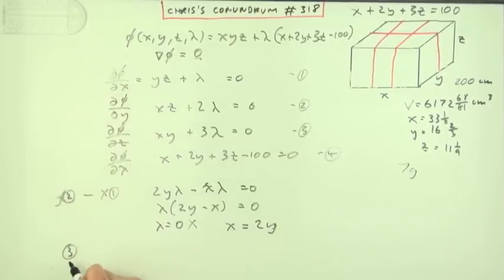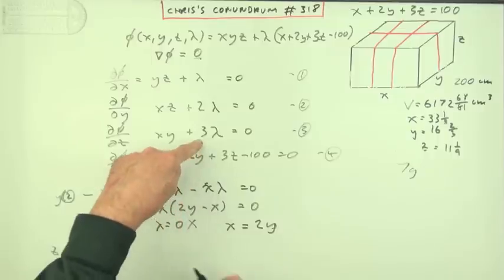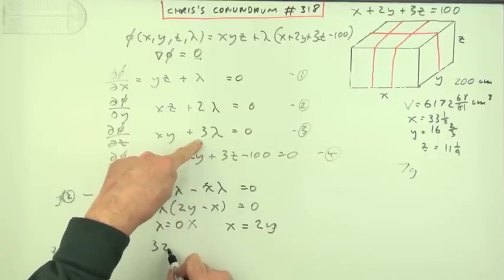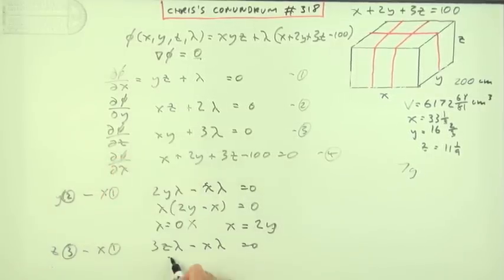I could do the same with 1 and 3. If I do 3 times, it needs a z minus x times number 1. So I'll have xyz, they'll disappear. This time it will be 3z lambda minus x lambda equals 0. Lambda times 3z minus x equals 0. Well, lambda is going to equal 0. No, it won't. So that means x equals 3z.